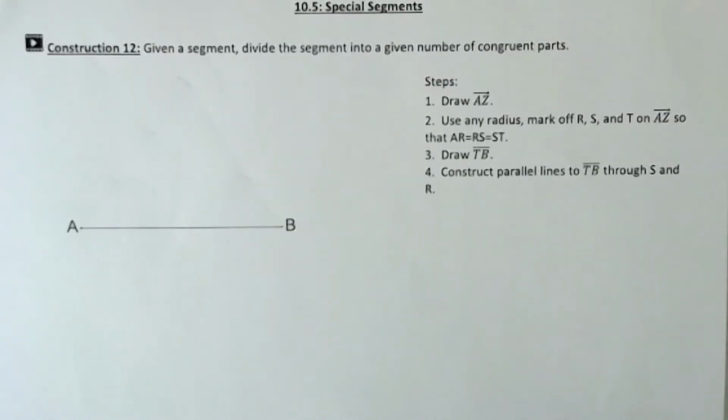In this construction, you're going to learn how to take a given segment and divide it into a given number of congruent parts. In previous constructions, you learned how to take a segment and divide it in half using the perpendicular bisector construction. And with a perpendicular bisector, that would allow you to cut things into fourths, eighths, sixteenths, etc. But what if you wanted something different, like cutting things into thirds, fifths, sevenths, etc.? There is a construction for that.